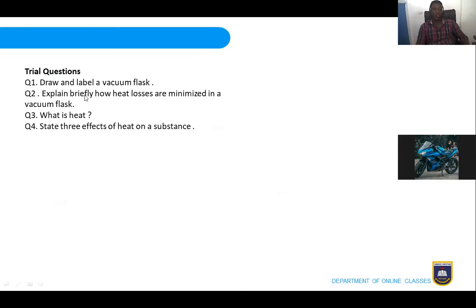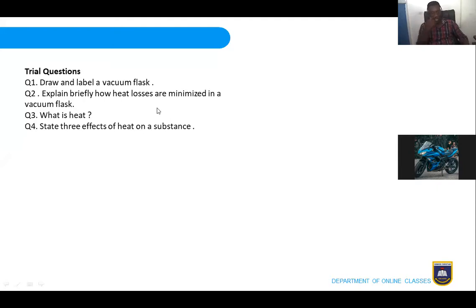These are trial questions, a past question on what we've done so far under heat. One, you have to draw and label a vacuum flask, which you are supposed to know off head. If you're asked to draw and label the vacuum flask, you know what to do at that moment. And make sure the various parts are included in your drawing and your labeling. When you are labeling it, make sure you label all the various parts, and make sure you know the functions of the various parts.